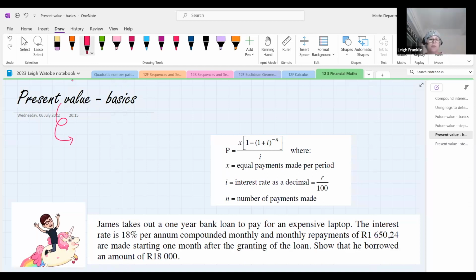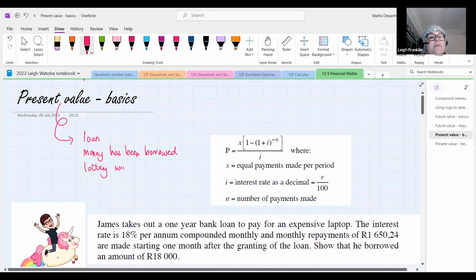We use the present value formula when we have a question about a loan. Money has been borrowed. So present value is for loans. The other time that we can use the present value formula is if you win the lottery. If you are receiving regular payments from that lottery win, we would use present value. Another place where we would use present value, which is similar to the lottery win, is in the case of an inheritance.